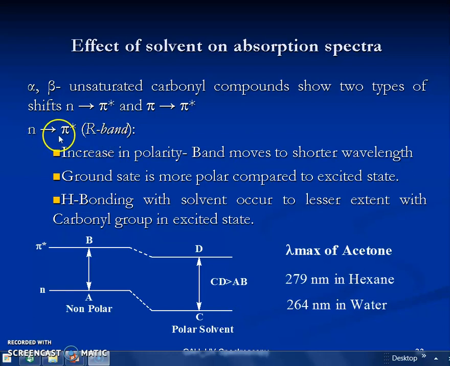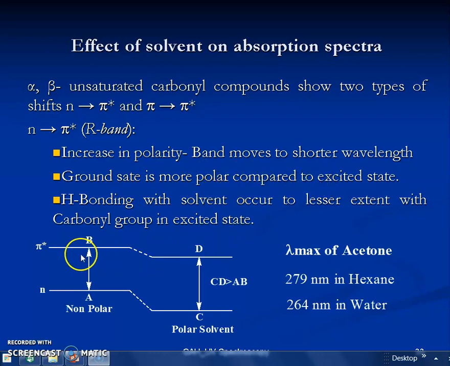Coming to the first one, that is the n to pi star transition, also known as the R band. We have discussed this n to pi star transition in electronic transitions. In this n to pi star transition, with increase in the polarity of the solvent, the band moves towards shorter wavelength. So in this particular kind of transition, if I increase the polarity of the solvent, the lambda max or the absorption maxima tends to move towards the shorter wavelength. That is because the ground state tends to become more polar compared to the excited state.